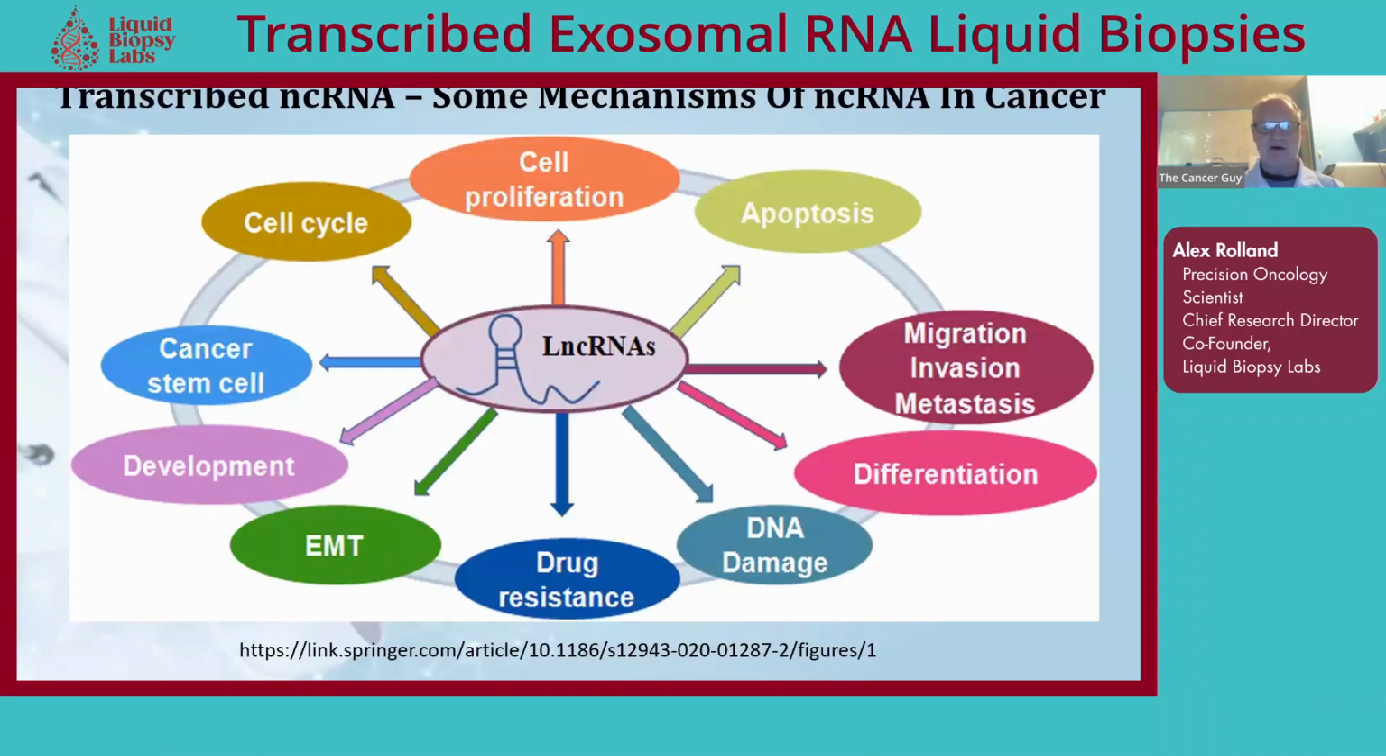So here is a bit of background on the different mechanisms that long non-coding RNAs, which are just one type of non-coding RNA, use to regulate different processes in cancer. They regulate cell proliferation, cell death through apoptosis, migration, invasion, and metastasis, differentiation into normal tissues or cancer tissues, DNA damage, drug resistance, and a variety of different processes.